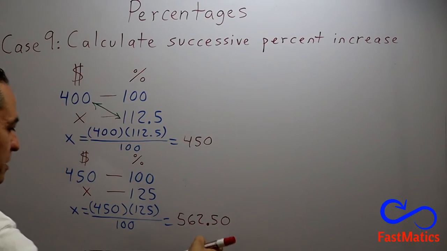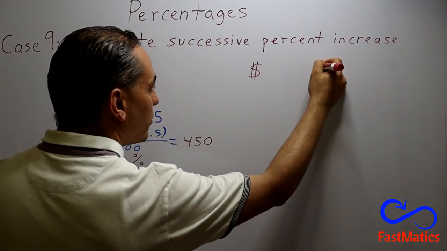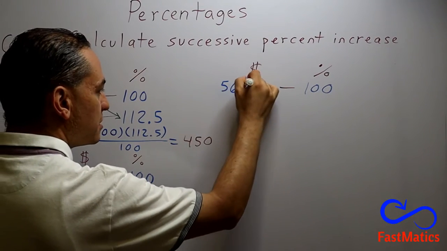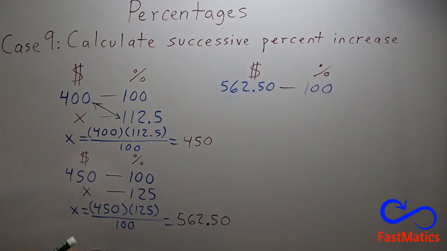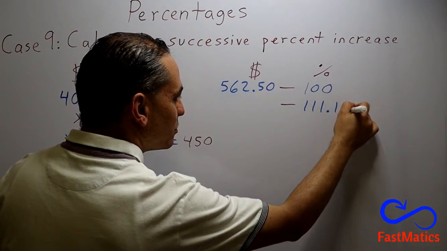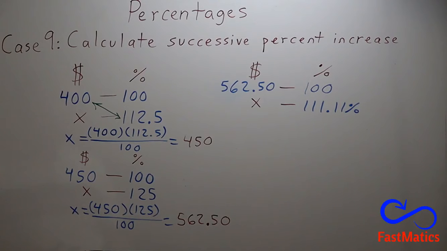That means $562.50. But now it is incredible, we have a new price, a new increase, that is 11.11%. So we're going to make a new rule of 3 because our 100% now is $562.50, and the question is 111.11%, how much will be?